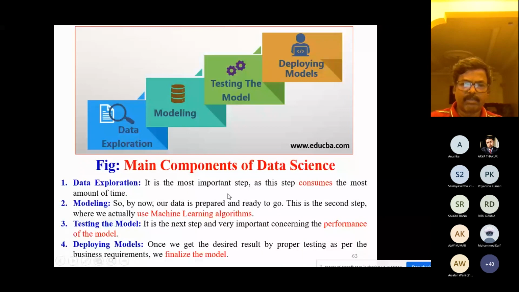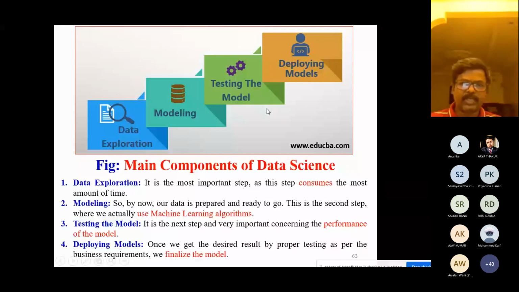What are the main components of data science? Data exploration means we are classifying the data. Modeling is nothing but a simplified version of the reality. Testing the model, we have already trained data. With the help of testing the data, we are checking whether it is going to classify or not. Finally, we are deploying the models.